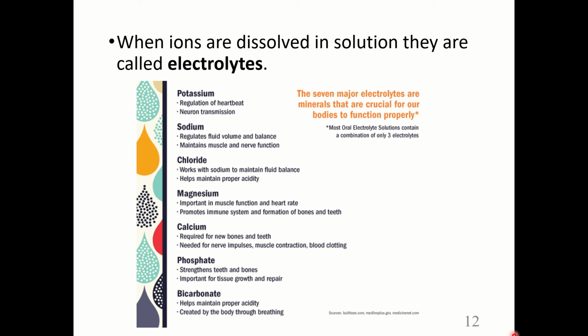So as you can see, ions are important in maintaining homeostasis and the physiological processes within the body. And you will see all of these electrolytes in our discussions on anatomy and physiology.